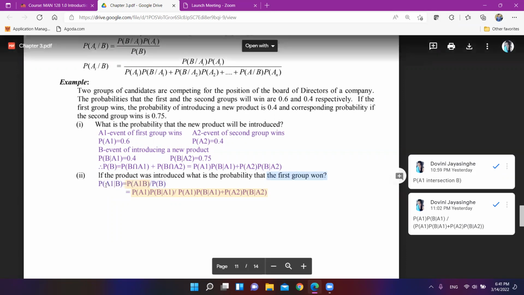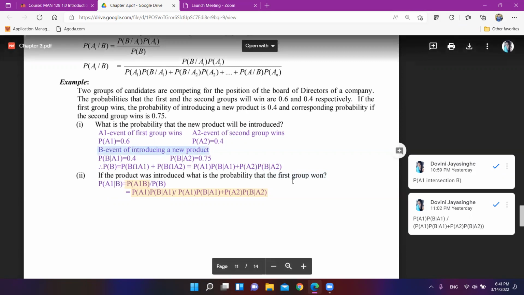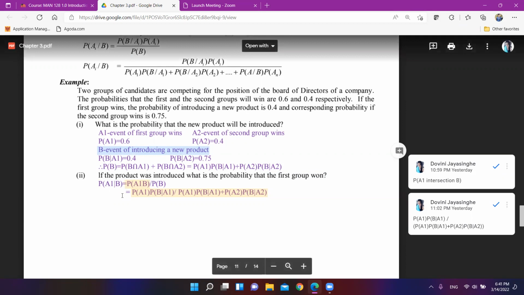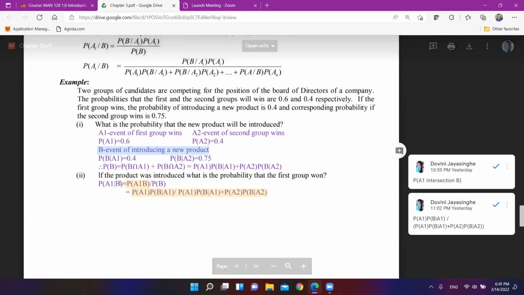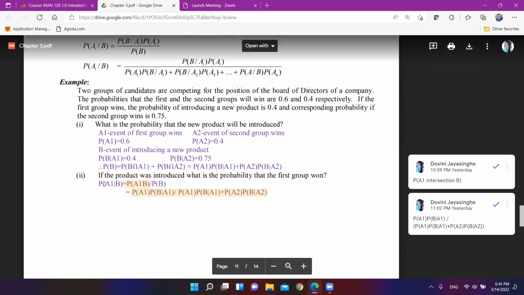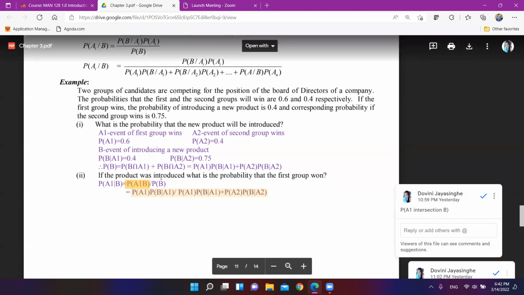Right, අපි left hand side line අපෙන් අහන එක, given B. B කියලා කියන්නේ මොකද්ද? New product එක launch කිරීම. Introducing the new product. So A1 given B. Given that the product is launched, what is the probability that the first group has won? එතකොට මේක we can write A1 intersection B. මම මෙතන මේ typo එක comment එකකින් දාලා තියෙනවා. P(A1 ∩ B). Right, sorry about this, it is a typo.